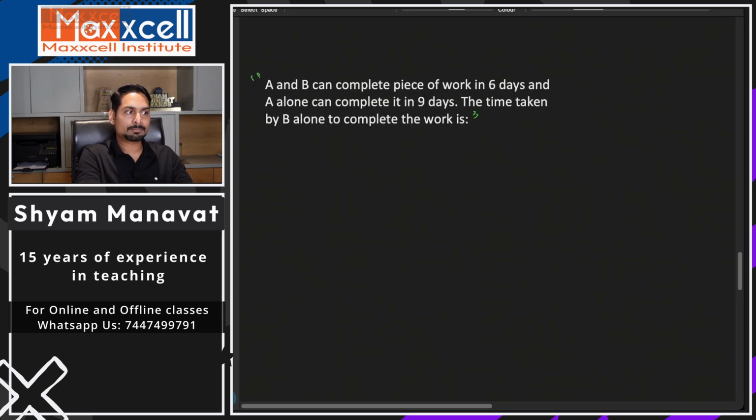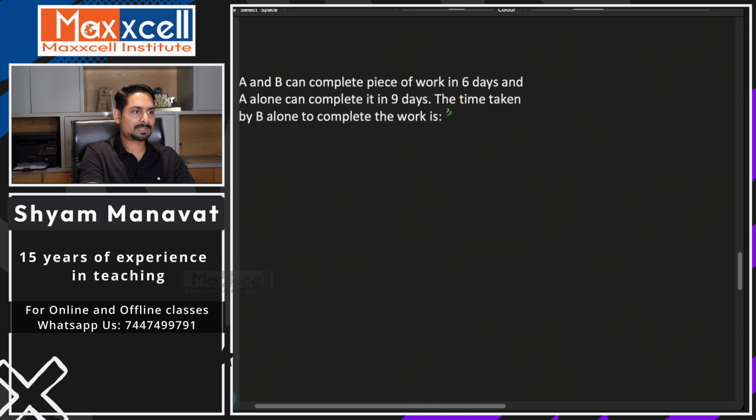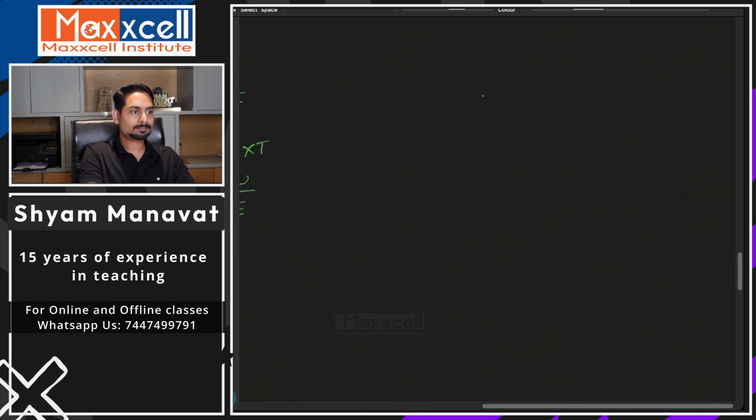So which type of question is this? When I ask you next time, you will say efficiency of individual. So how do we approach this question? First, we try to find out their efficiency. What is the efficiency formula? Efficiency equals work upon time. Work equals efficiency into time. Time equals work upon efficiency. Remember these formulas.